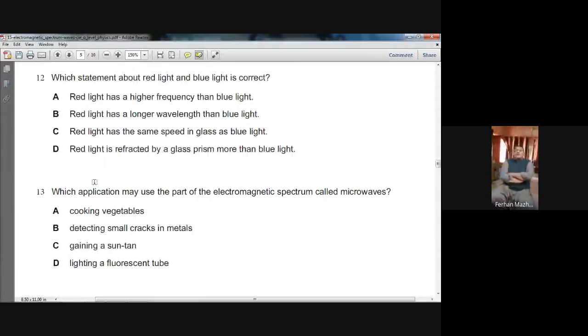Which statement about red light and blue light is correct? Again, you can use that code word, Roy G. Biv. Red light has a higher frequency than blue light. That's wrong. Red light has a longer wavelength than blue light. That is true. Red light has the same speed in glass as blue light. In glass, they will have different speeds. Red light is refracted by a glass prism more than blue light. That is wrong. So the correct answer is red light has a longer wavelength than blue light. And all the time you should remember that code word, Roy G. Biv.